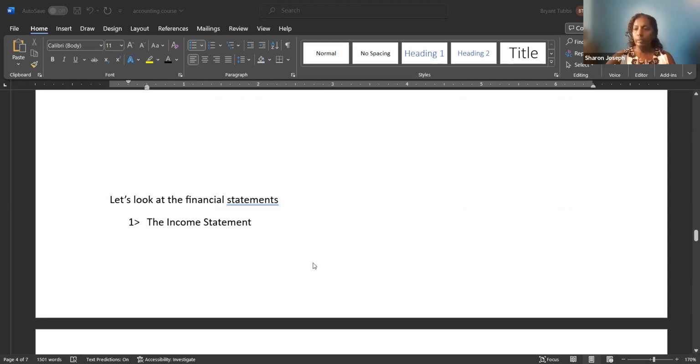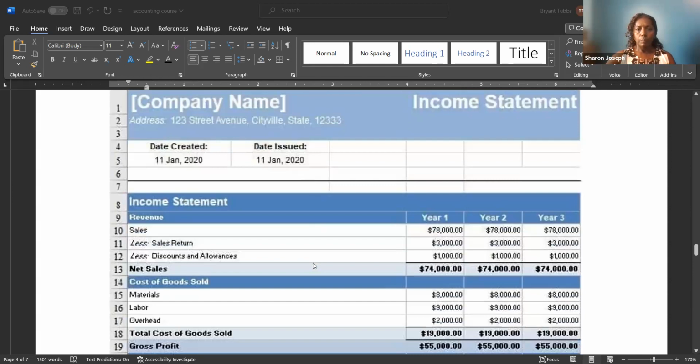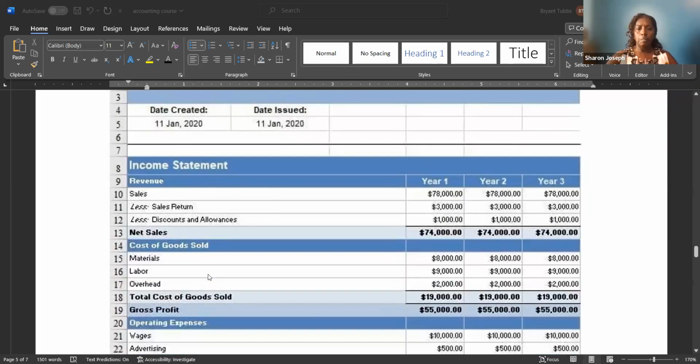Let's start specifically with the income statement. I'll scroll through as we go, as opposed to showing the whole thing. There are a couple of different ways that you can show the income statement: a multiple step or a single step income statement. With a multiple step income statement, the top section is the sales, then the next section is the cost of sales to give you gross profit.